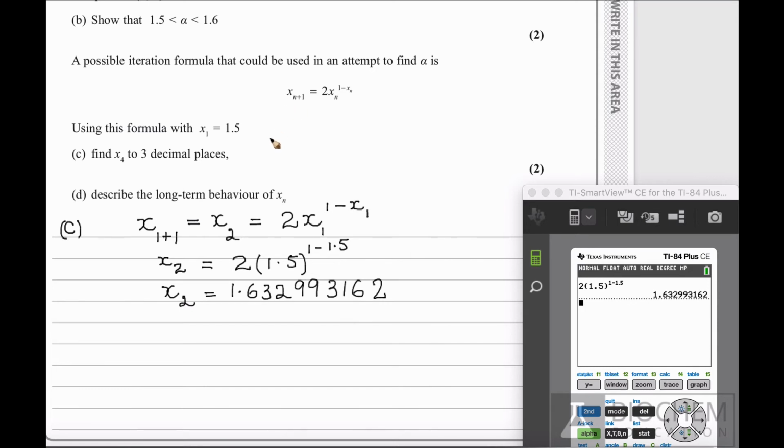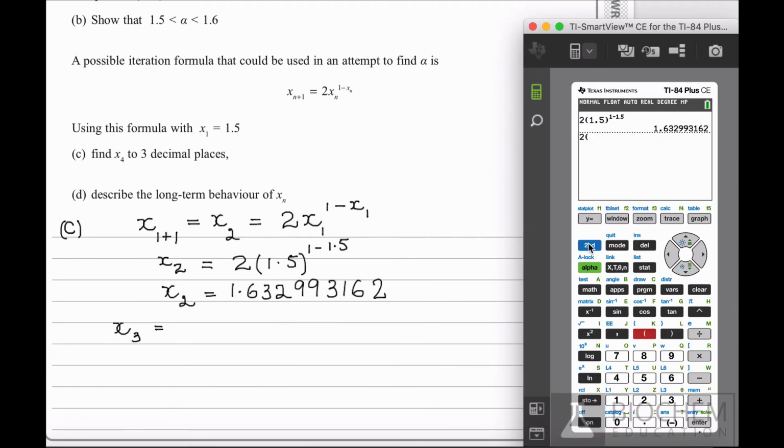Now using this answer, which is x2, we can input it back into our equation and find x3, and then use x3 to find x4. But we can do that straight away because it's a 2-mark question. We don't need to actually show the procedure to find x3. So we can just use our calculator and plug this answer into it to find x3, and then use the calculator again to find x4. So x3 would be equal to 2 brackets ans bracket close to the power of 1 minus ans. So the answer would be 1.466264596.